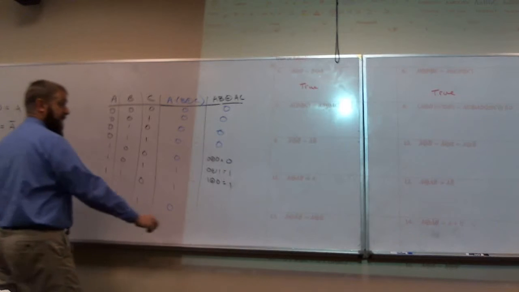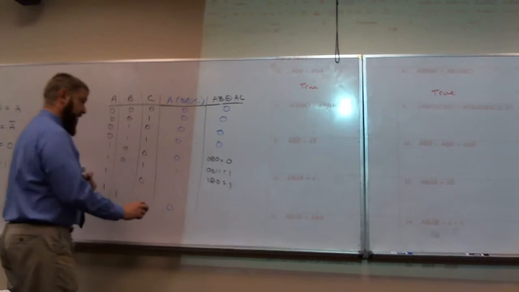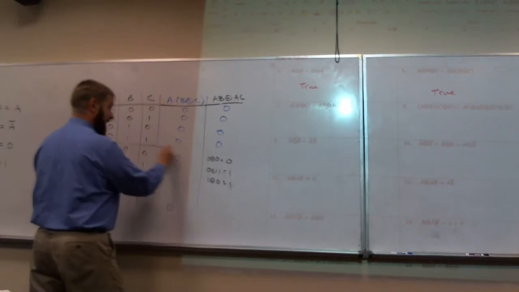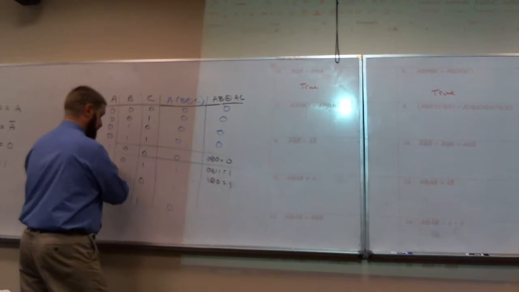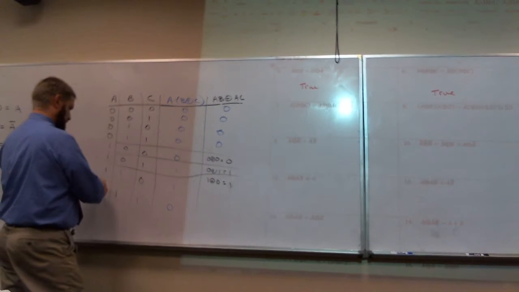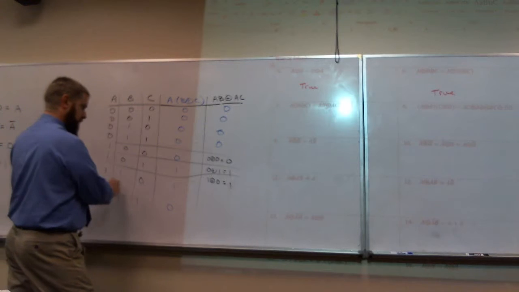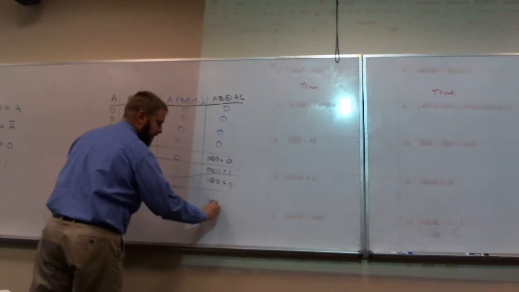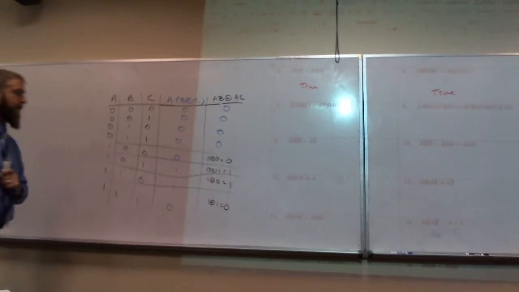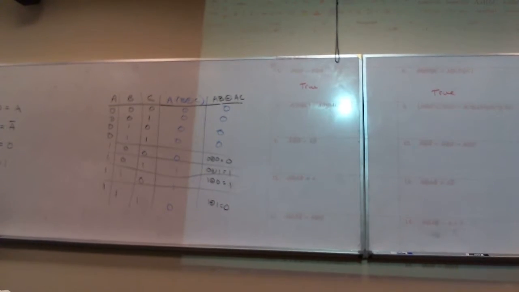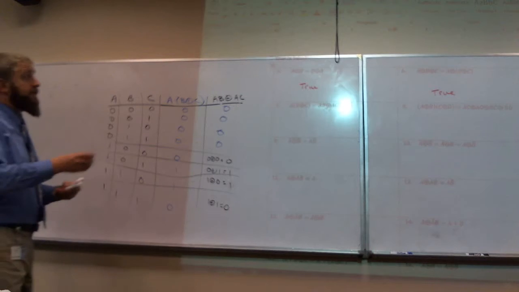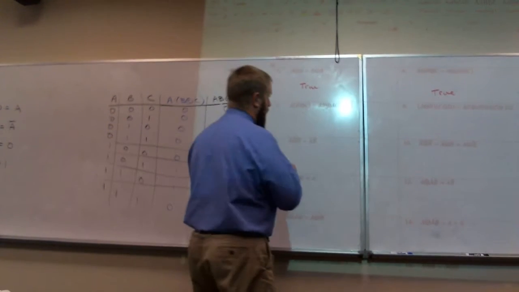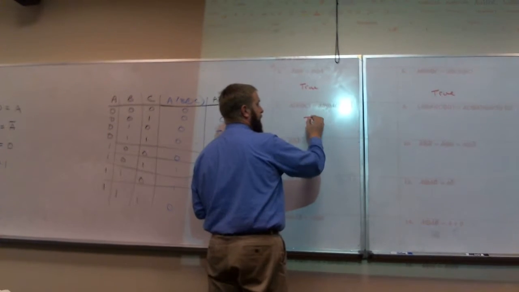And then when everything's a 1, I have 1 XOR 1, which is 0. Good job here. So true or false? True. I can distribute an AND across an exclusive OR.